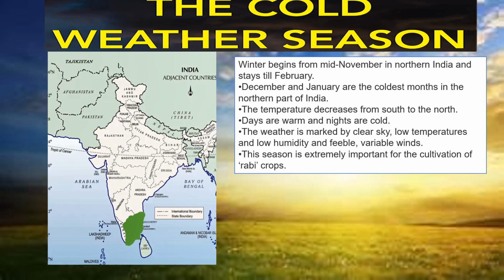Here the temperature decreases from south to north. Days are warm and nights are cold. The weather is marked by the clear sky, low temperature, low humidity. This season is extremely important for the cultivation of rabi crops.